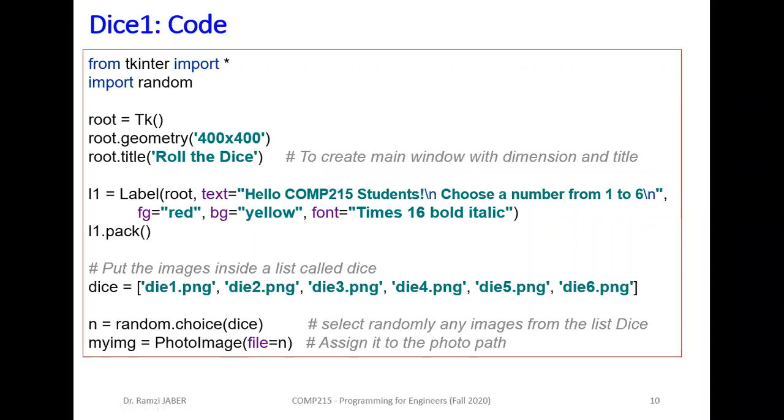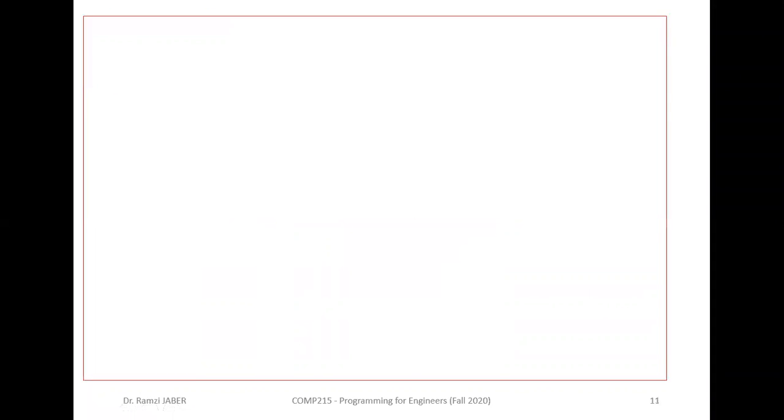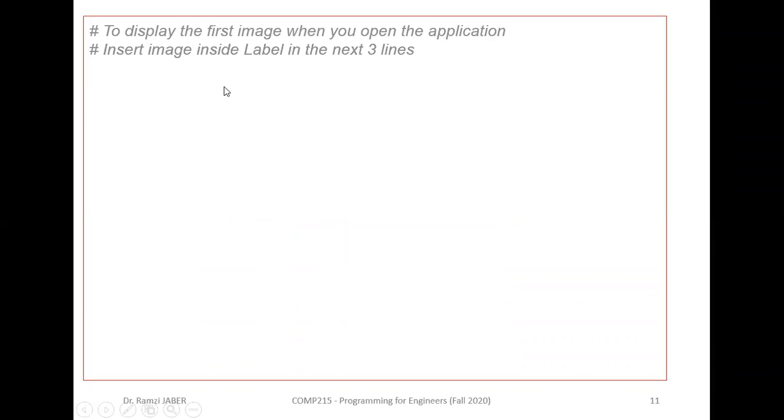Then to display the first image when you open the application, we must insert these 3 lines. Label 2, it's another use of label, to put an image inside a label. So label 2 equal label inside root. We don't have canvas here. Inside root, image equal my image.